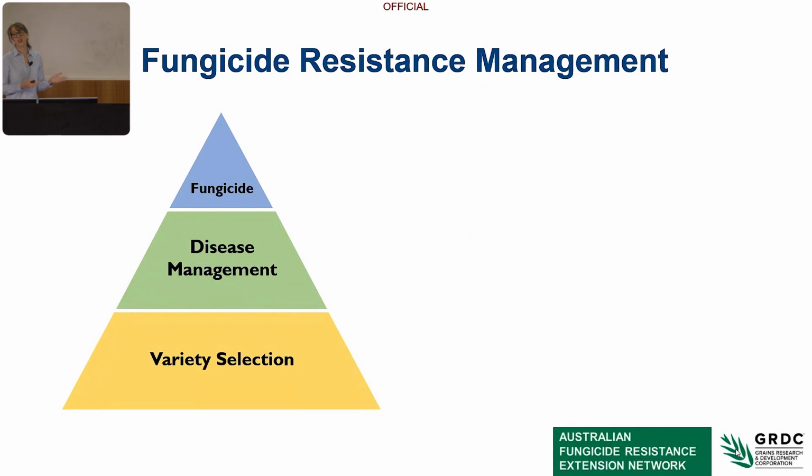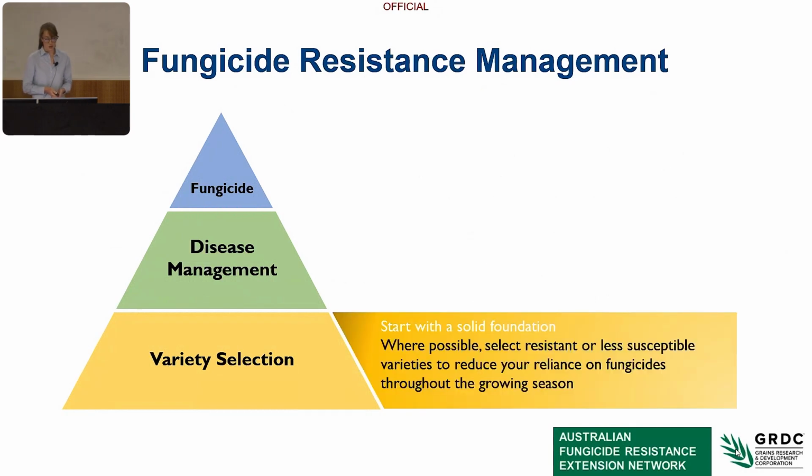But similar to that, variety selection is what our biggest choice should be, and one of our biggest drivers of managing diseases. So we've got variety selection at the bottom here. And so where possible, selecting varieties that are not very susceptible to diseases that you have the highest pressure of in your region.